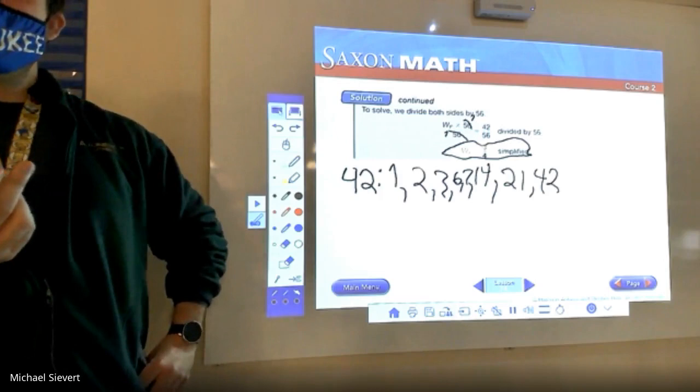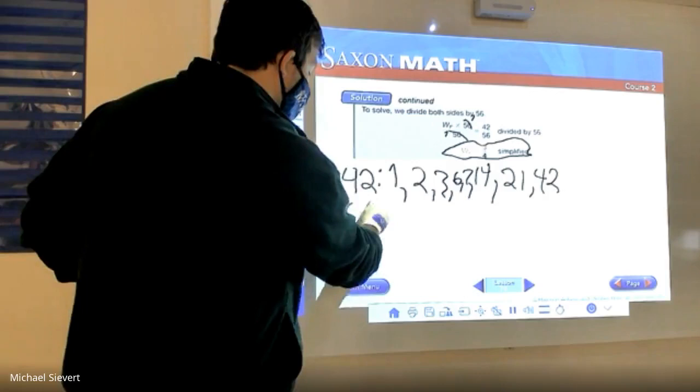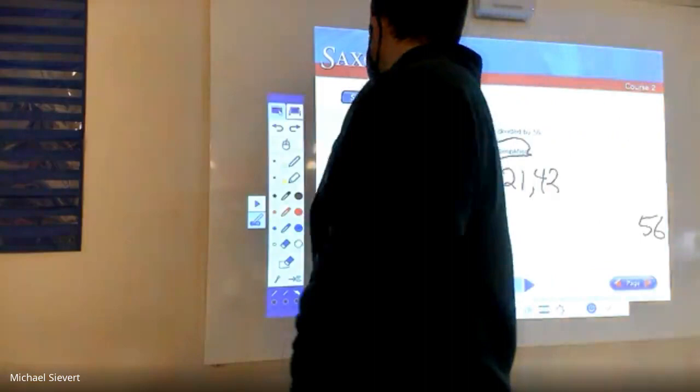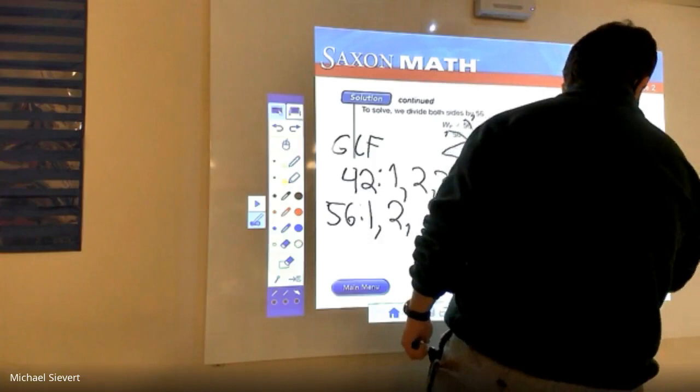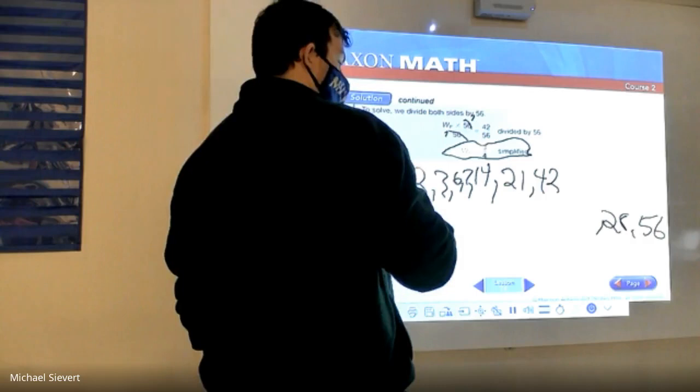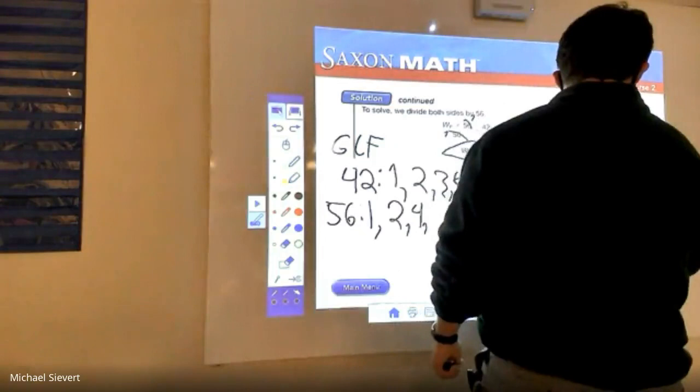Make a lot more room here. 1 times 56. Also, keep in mind, this is greatest common factor. Let's see, 2. 2 would be, what, 28? Okay. 3, that'd be 1, be 26. Nope, 4, be 1, 16. So it'd be 4 times 14. Got 16 carry the 1, be 4.